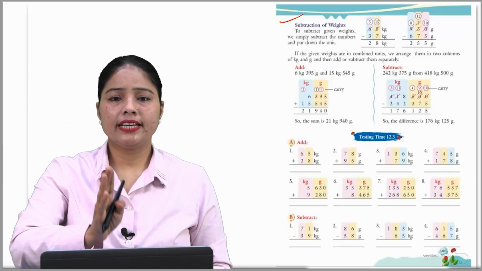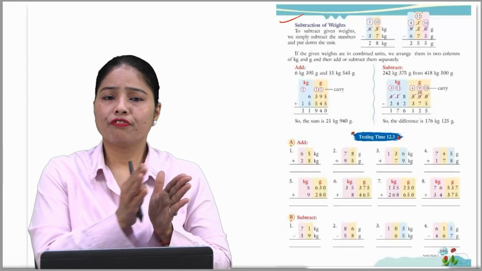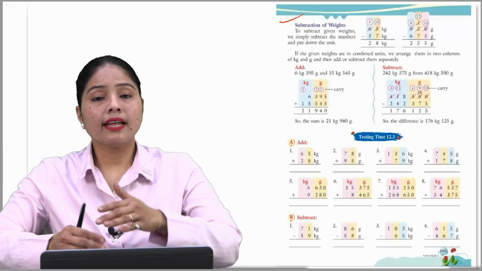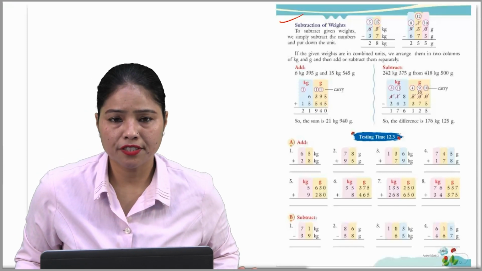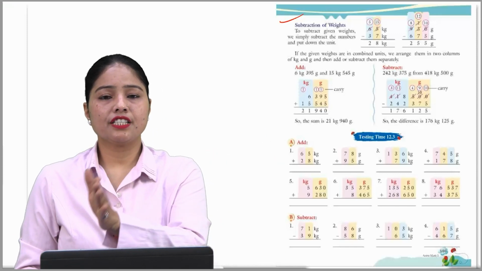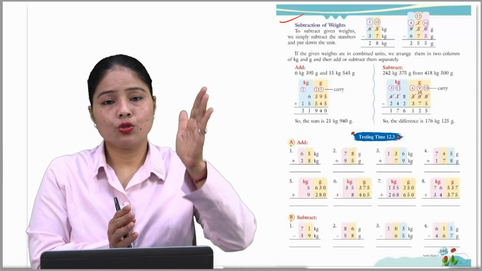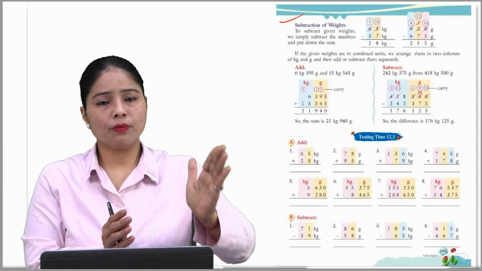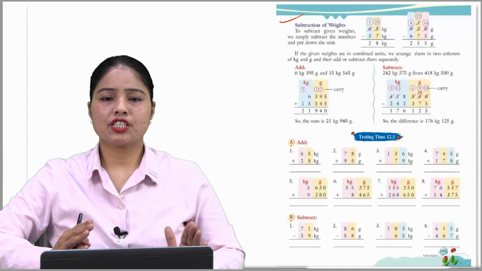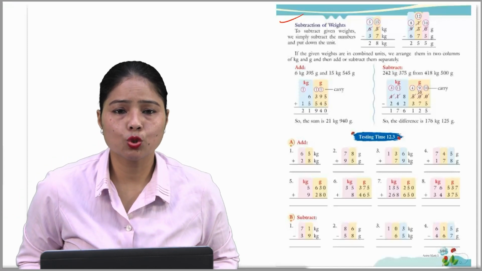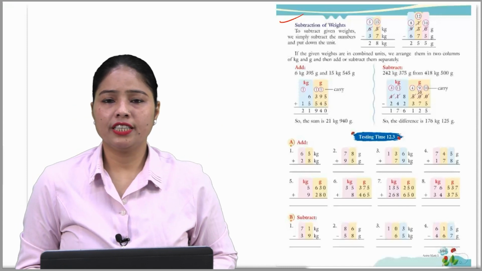If the given weights are in combined units, we arrange them in 2 columns of kg and gram and then add or subtract them separately. Just like add 6 kg 395 gram and 15 kg 545 gram. So we just put it, kg, kg को हम kg के साथ प्लस करेंगे, then gram को ग्राम के साथ हम ऐड करेंगे. So we just get it. So the sum is 21 kg 940 gram.